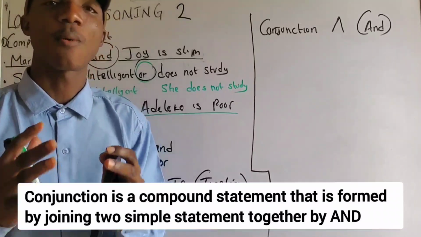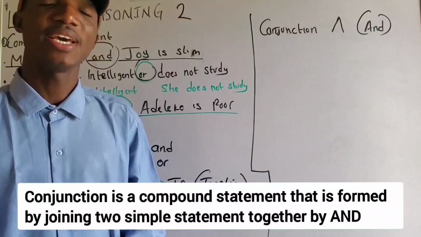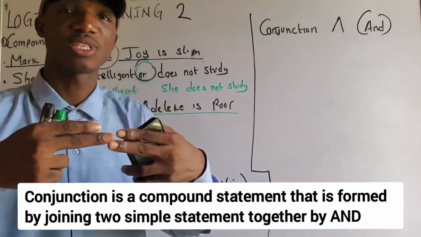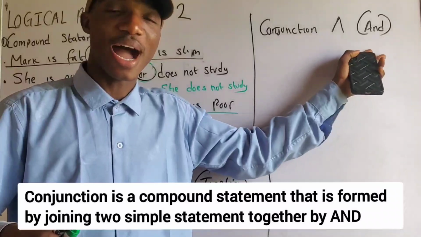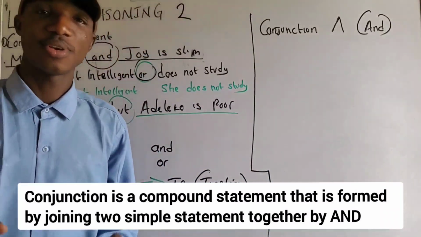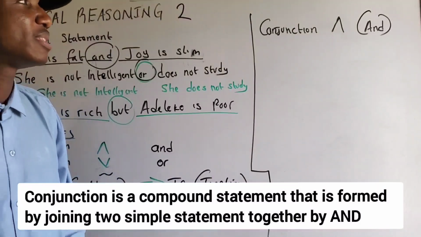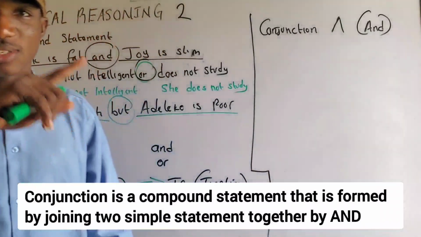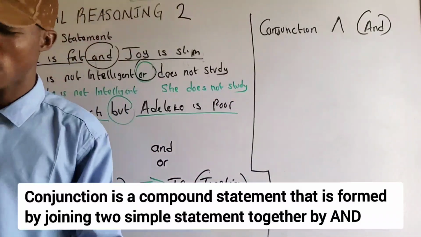We can call a compound statement conjunction if we have two simple statements coming together by being connected by this word and. Are you getting what I'm trying to say? So anytime you have two simple statements connected by the word and, the name of that compound statement is conjunction. Are you getting what I'm trying to say? Okay, now let's look at some examples here.